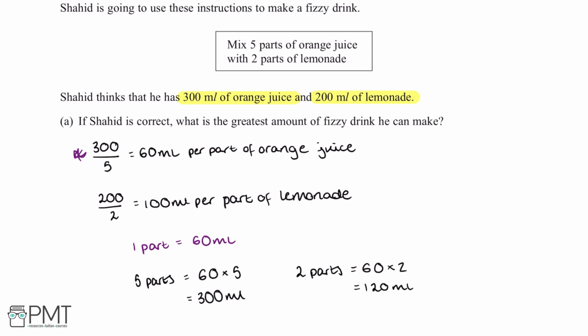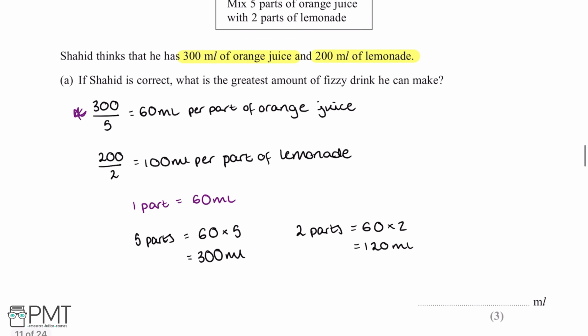So now if 300 millilitres of orange juice will be needed and 120 millilitres of lemonade will be needed, then the final thing we'll need to do for this question is add together these 2 values to work out the greatest amount of fizzy drink he can make. And 300 add 120 gives us 420 millilitres. And this is our final answer.